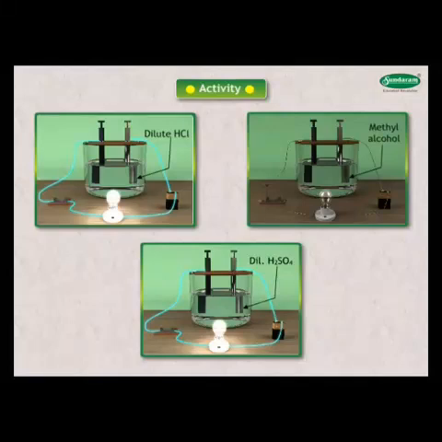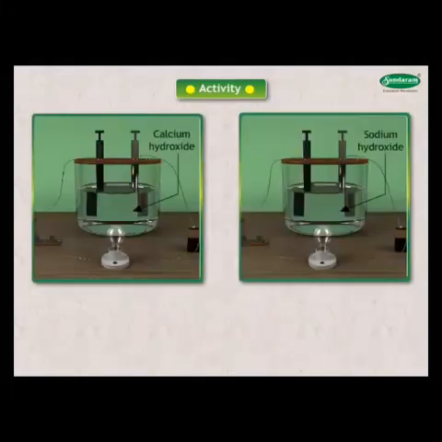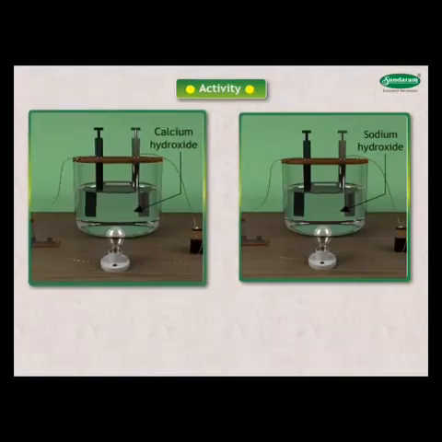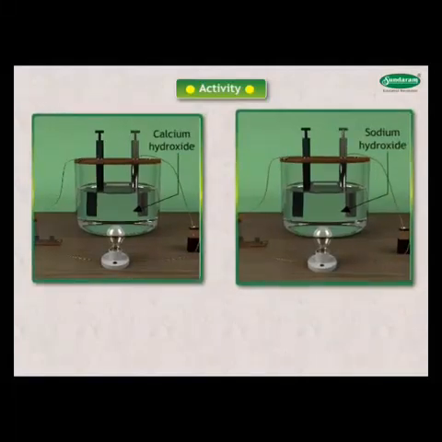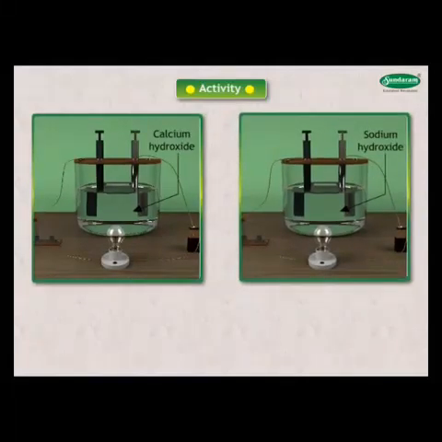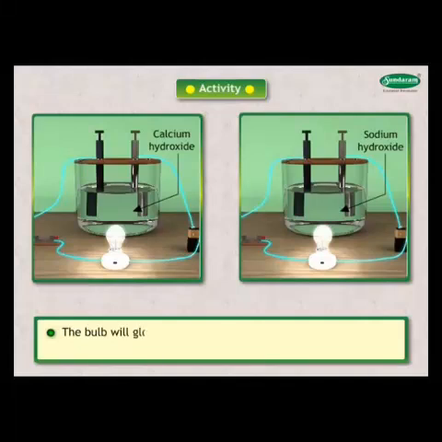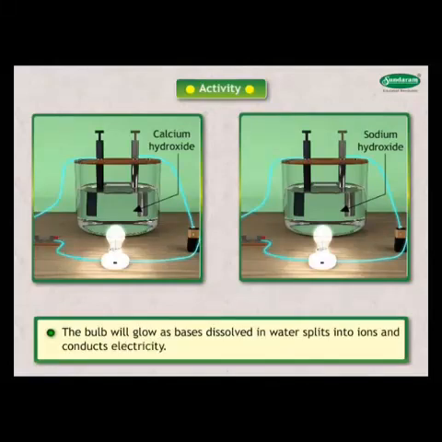Bulb will not glow in case of glucose and methyl alcohol because the electric current is carried through the solutions in the form of ions. You can now repeat activity using calcium hydroxide, sodium hydroxide, etc. What will be your conclusion from the result of the experiment? The bulb will glow as bases dissolved in water splits into ions and conducts electricity.